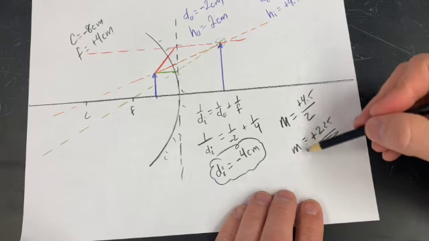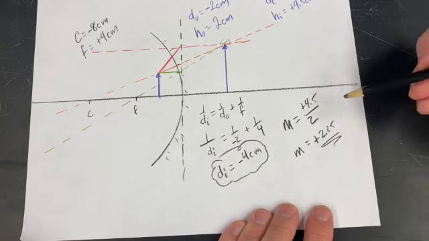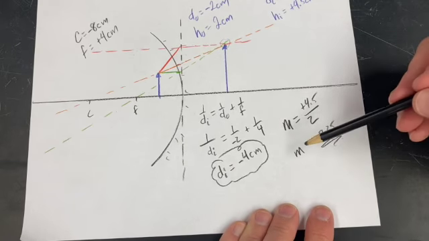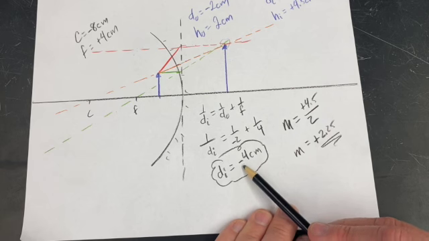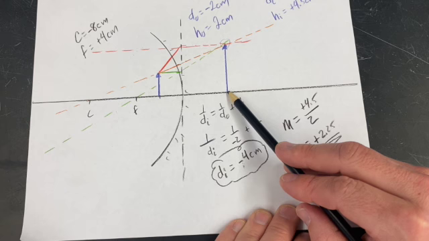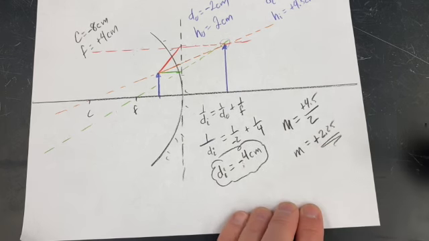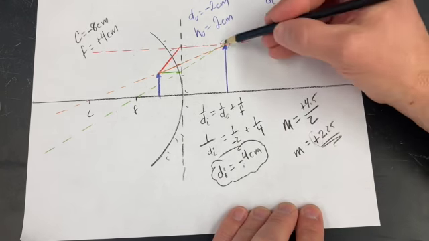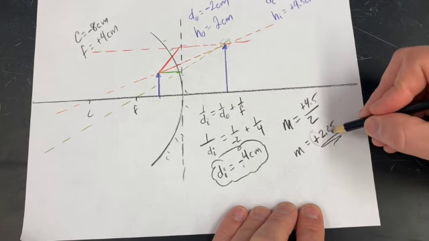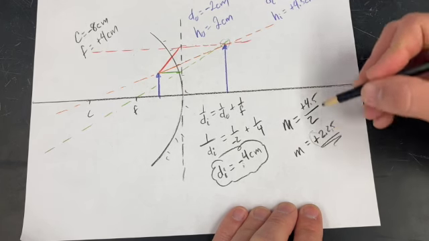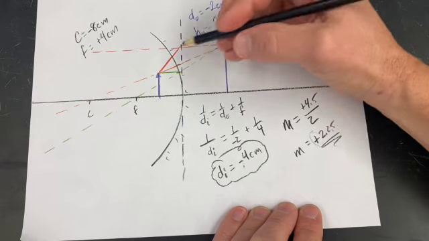I'll go into this at a later date of how to find magnification based upon positions and such. But this is telling me that the image is virtual with that negative sign. It is on this side of the mirror. It cannot be produced on a screen. But this positive magnification tells me that it is upright and it is larger than 1, the magnification, so therefore it is a larger image than the object.